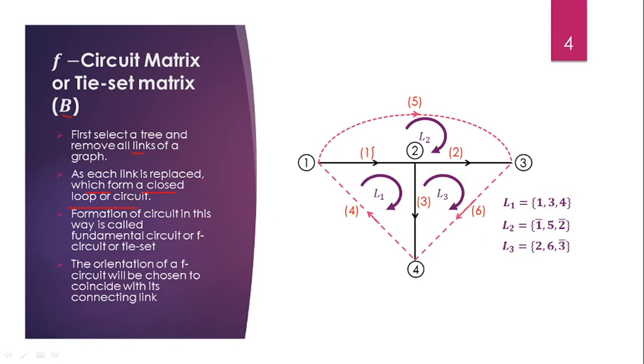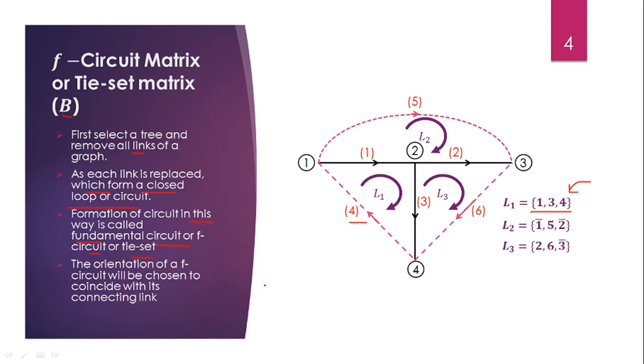The formation of a loop in this way is called a fundamental circuit, F circuit, or tie set. It is a set of branches, known as a tie set, which forms a loop 1, 3, 4. And here the important role is of the link, because of the link, the loop is formed. So this type of circuit is known as an F circuit, fundamental circuit or tie set, because these branches form the loop, they tie. That's why it is a tie set.